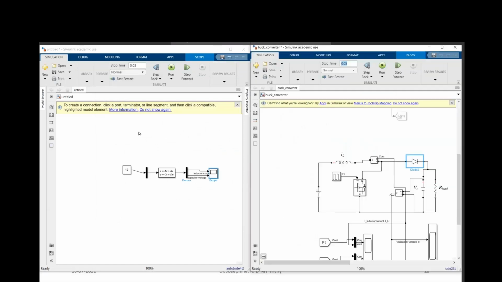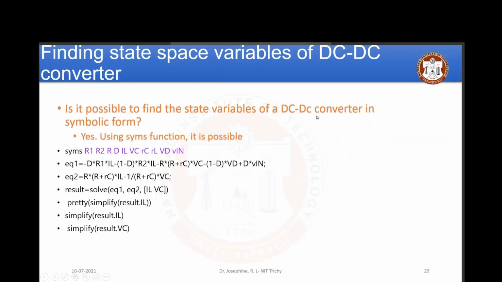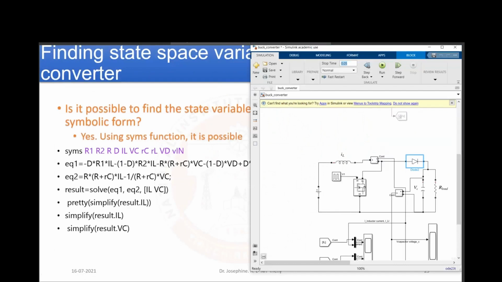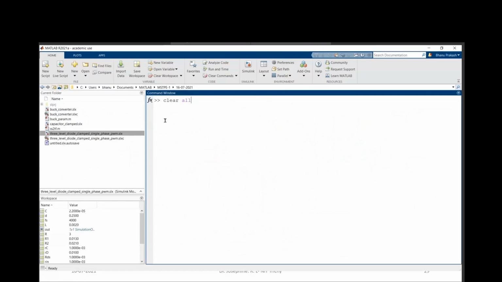I hope it's not so complex. You have the data and you can do this state space representation. Now, if you have state space, you can find a transfer function. If you have a transfer function, you can assess the stability of the converter. And not only the stability of the converter, you can do a lot of things. So let us see this one. Is it possible to find the state variables of a DC-DC converter in symbolic form? See, what we have done here is, I don't want to save it. Let it be as it is. What we have done here is clear.